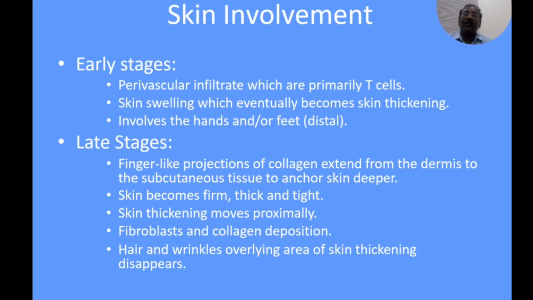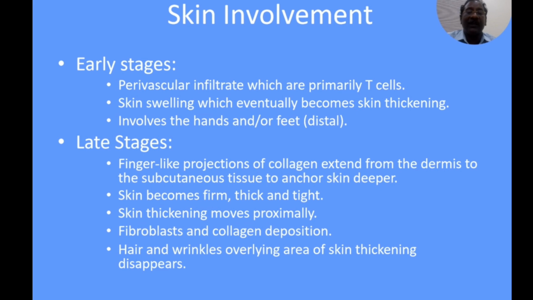Now skin involvement, in detail. Early stages and late stages of skin involvement can occur. In the early stages, there will be a perivascular infiltrate, which is primarily T cells, and skin swelling, which eventually becomes skin thickening. It involves the hands and the feet, mostly distal. In the late stages, finger-like projections of collagen extend from the dermis to the subcutaneous tissues to anchor the skin deeper. Skin becomes firm, thick, and tight. Skin thickening moves proximally, with fibroblasts and collagen deposition.